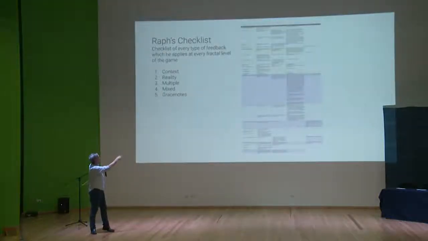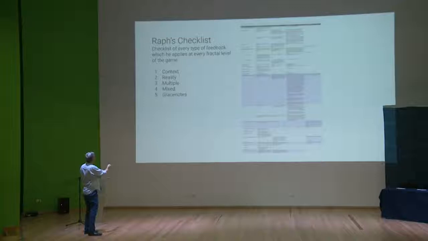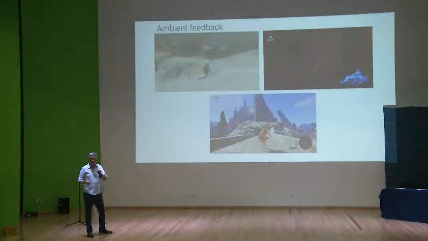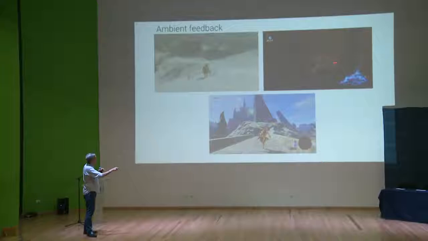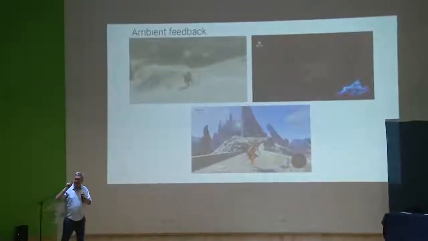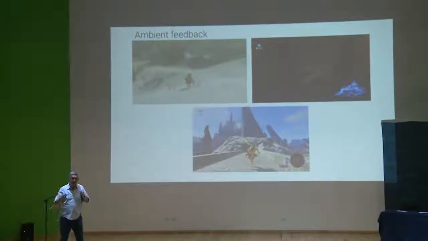Now, Raf has a gigantic spreadsheet of all these things. This is all in the book, so I can't go through all of it. But I wanted to give an example of just 5 of the types of feedback he says are used in games. The first is ambient feedback. This is very subtle, but it's the idea that whether you're walking in snow or you're walking in a dungeon or you're walking outside, the sounds are always different. The footsteps are different. And that really gives you a sense of ambience of where you are.